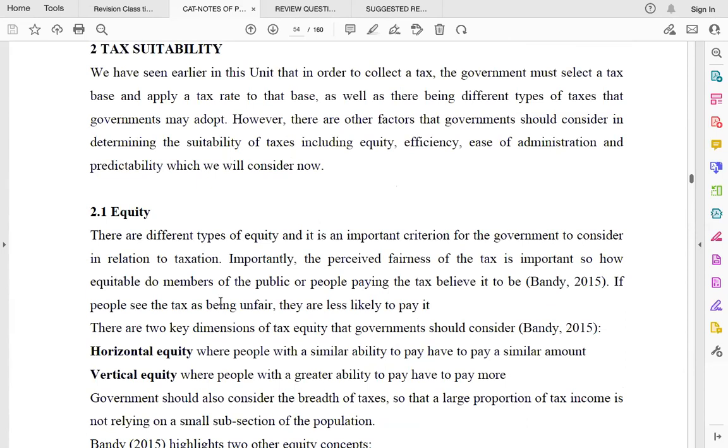The tax suitability, as we are saying here: for a tax system to be efficient, it needs to ensure equity, it needs to ensure efficiency, it needs to ensure ease of administration, and it needs to ensure predictability.